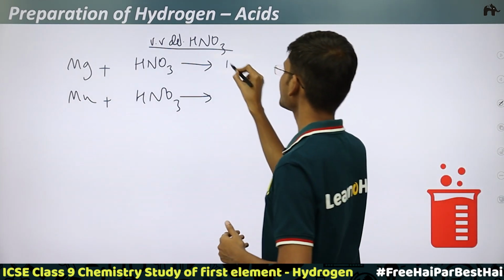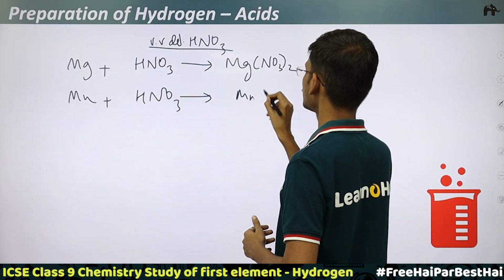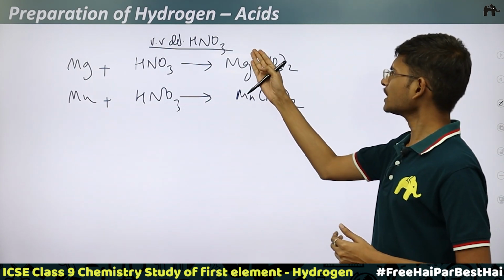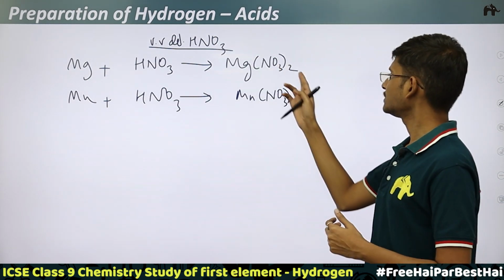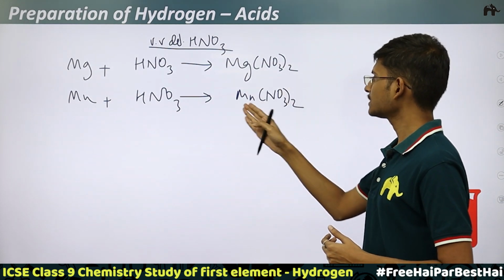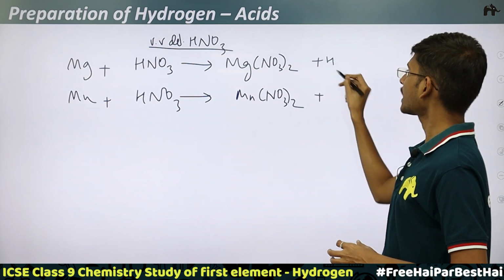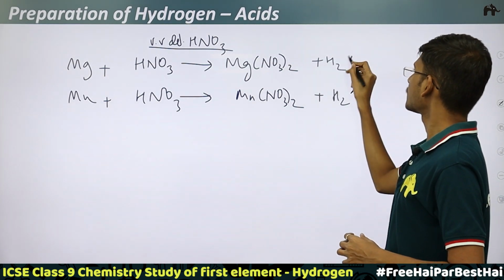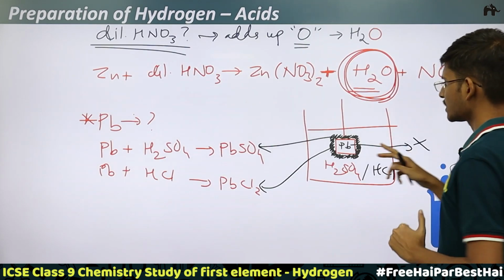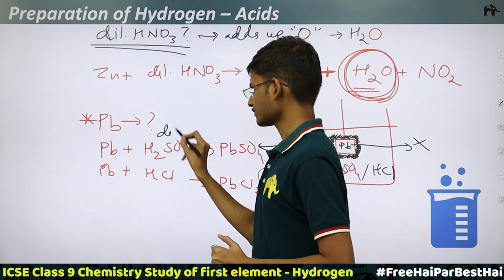Okay, magnesium nitrate, so Mg(NO3)2, Mn(NO3)2. Fine. Mg2+ would go here and then NO3 1- would come here. Same way, Mg(NO3)2, and in the similar manner, Mn(NO3)2. Fine. And they would result in the formation of hydrogen gas. So these two we can use.